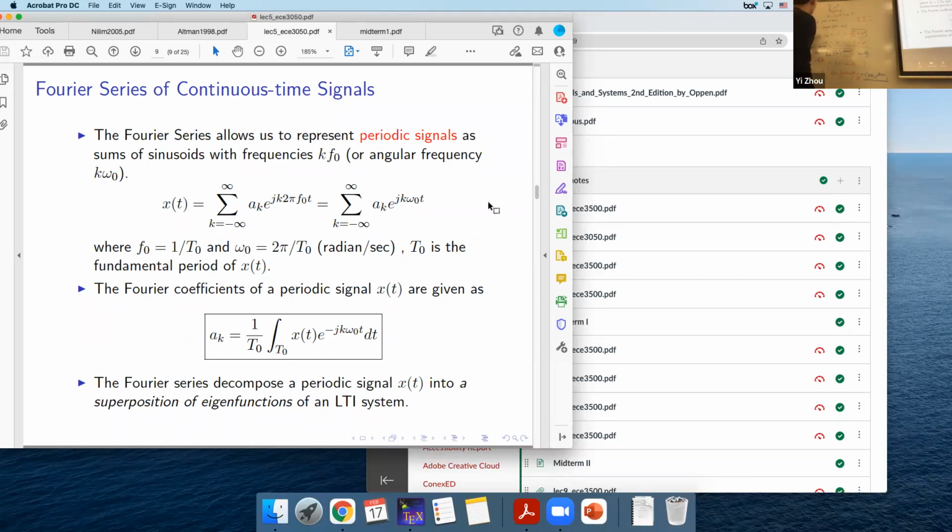So, equivalently, this is to say that x(t), if we connect these two lines of equations together, equals a linear combination of this complex exponential basis, and the coefficient is given by projecting x(t) onto this basis.